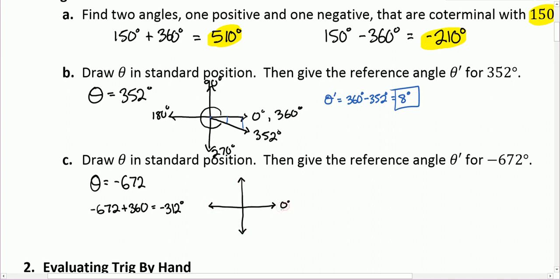So 0 degrees, going in the negative direction, which is clockwise, we get negative 90 degrees, negative 180 degrees, negative 270 degrees, and negative 360 degrees. So negative 312 is between the negative 270 and the negative 360. The reference angle is between that terminal side and the x-axis. What I'm drawing in green here, that's theta prime. To find that, we've got to find the difference between 360 and 312, which is 48 degrees.